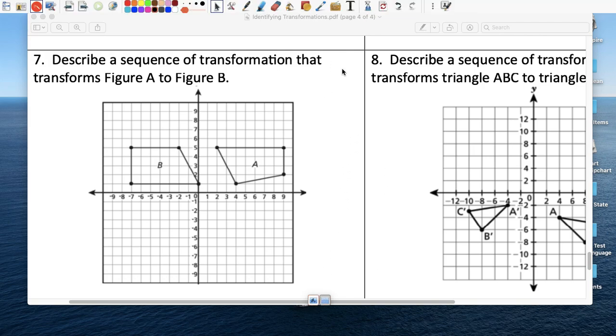What can we do here? From A to B, okay? So what if I reflect now?